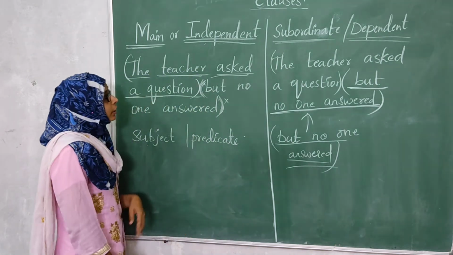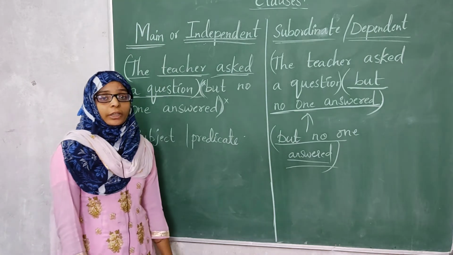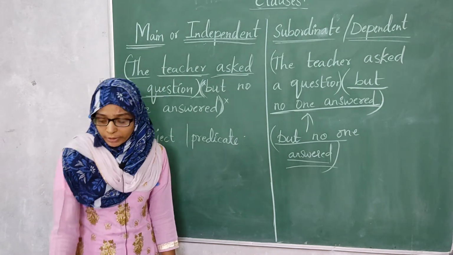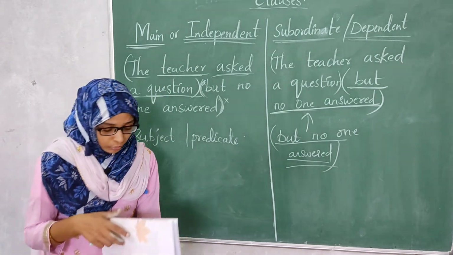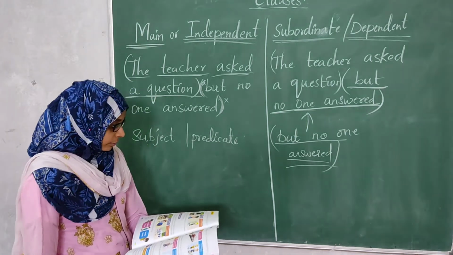So this is about main or independent clause and subordinate or dependent clause, children. So let us look at some examples now. Open your textbooks and turn to page number 12.